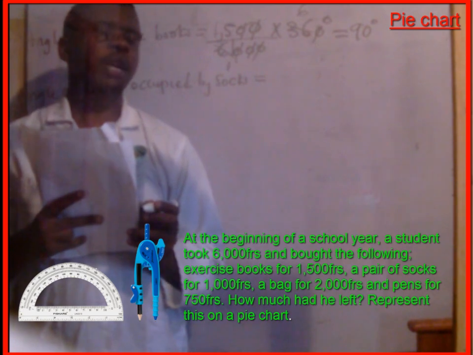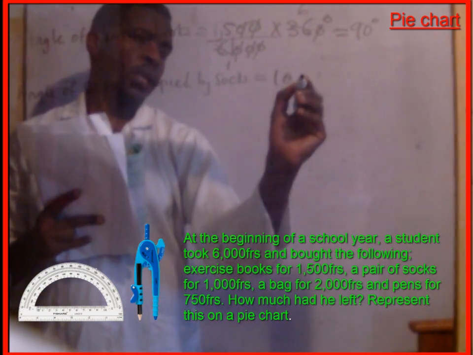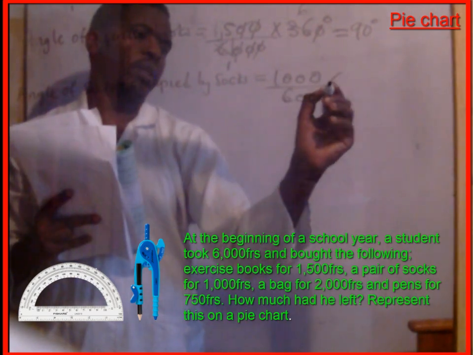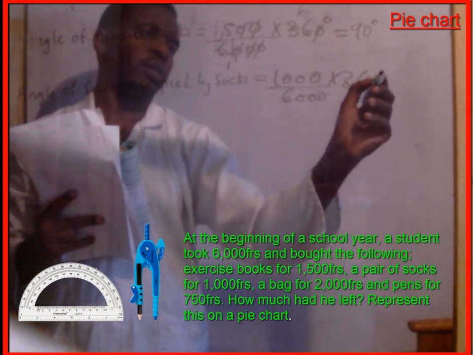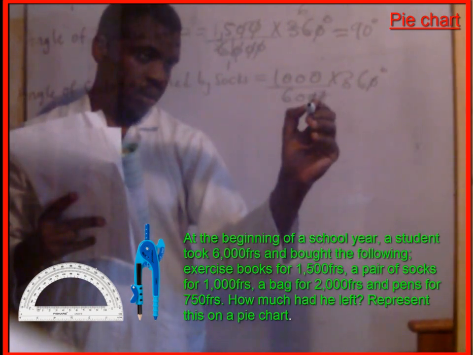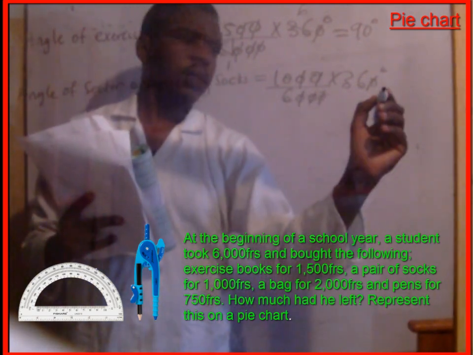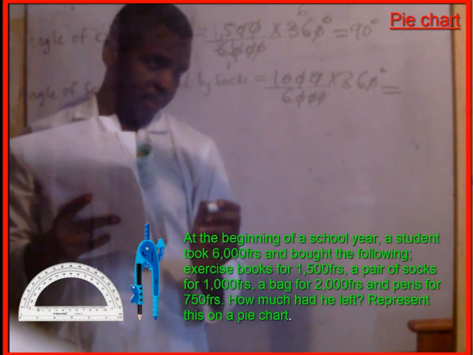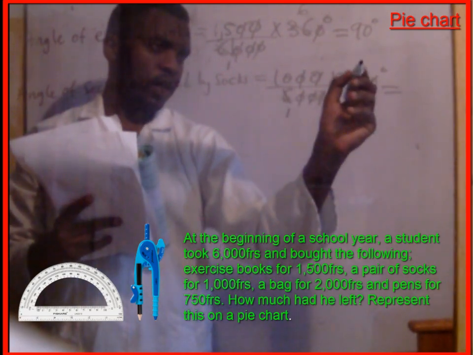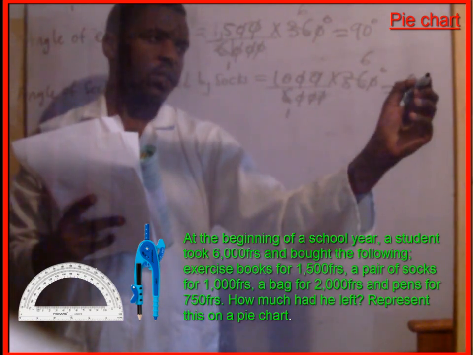Angle of the sector occupied by socks. This will be 1,000 divided by 6,000 times 360 degrees. The zeros cancel. 6 goes there one time, 6 goes there 6 times. 10 times 6 gives us 60 degrees.